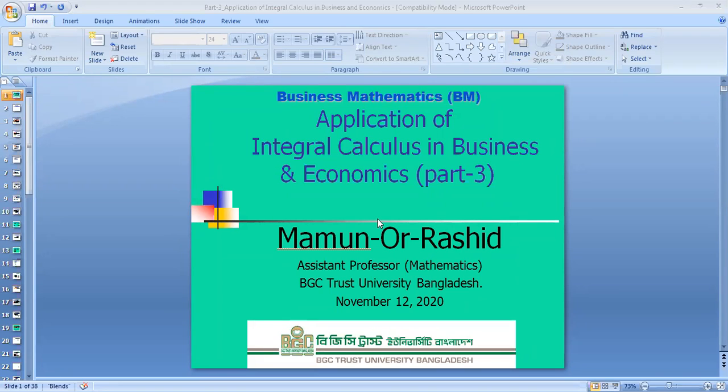Okay, this is the third part of the application of integral calculus in business and economics, and this is part of a business mathematics course. In the previous lecture we studied how to find the profit from marginal revenue and marginal cost. You must know marginal revenue minus marginal cost gives the marginal profit, and after integration we get the profit. We also calculated cost from marginal cost and revenue from marginal revenue. Today is also part of that class, and this is part 3.